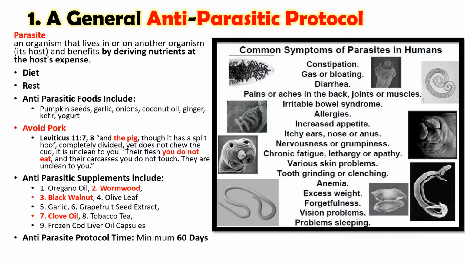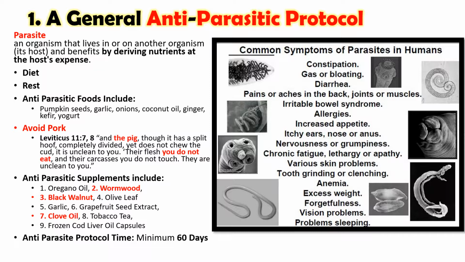Now, another thing I want to mention about the supplements: black walnut, wormwood, and clove are three unique ones in the fact that black walnut's known for killing the adult parasites, the wormwood the larva stage, and the clove the egg stage. By taking those three alone, you can kill almost 100 different types of parasites. They're very effective to draw those out of the body.